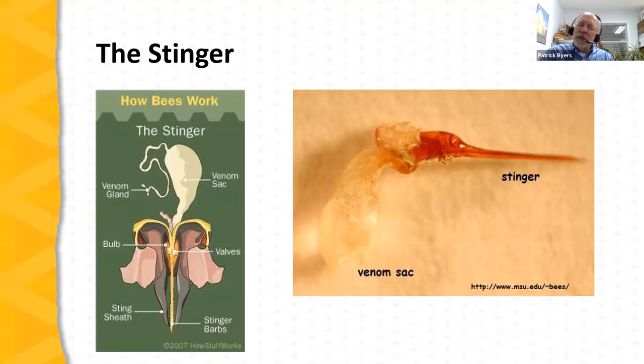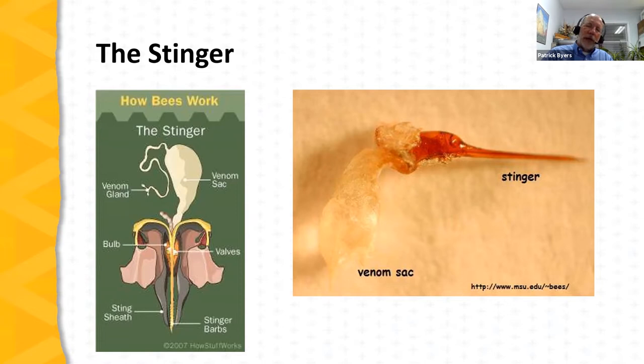Now, the stinger actually has two parts that move in unison after something is stung, and it works its way into the flesh of whatever was stung. The venom sac contains the bee venom, and it is connected to the stinger by what's called the bulb. And again, if you look at the picture on the left, you can see those parts of the stinger. The valves open up when the stinging takes place, releasing the venom into the stinger. And then as the bee draws away, the stinger, the bulb, and the venom sac are pulled out of its abdomen. And they remain behind in the wound.